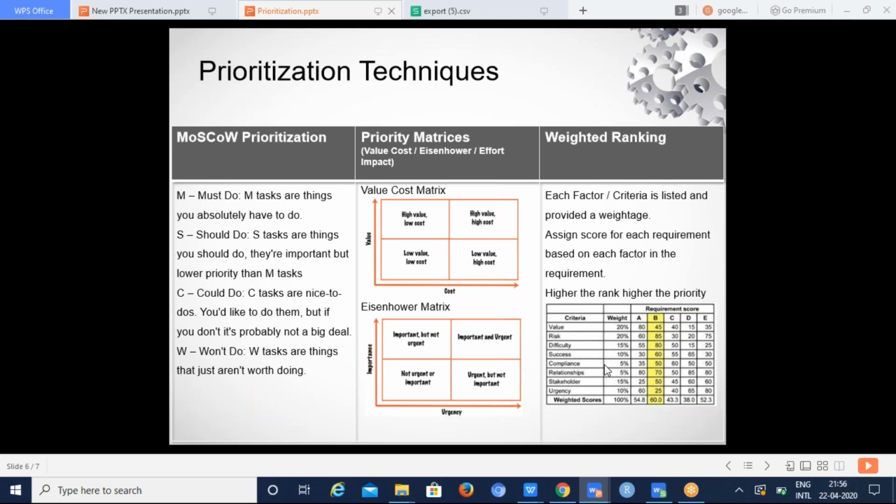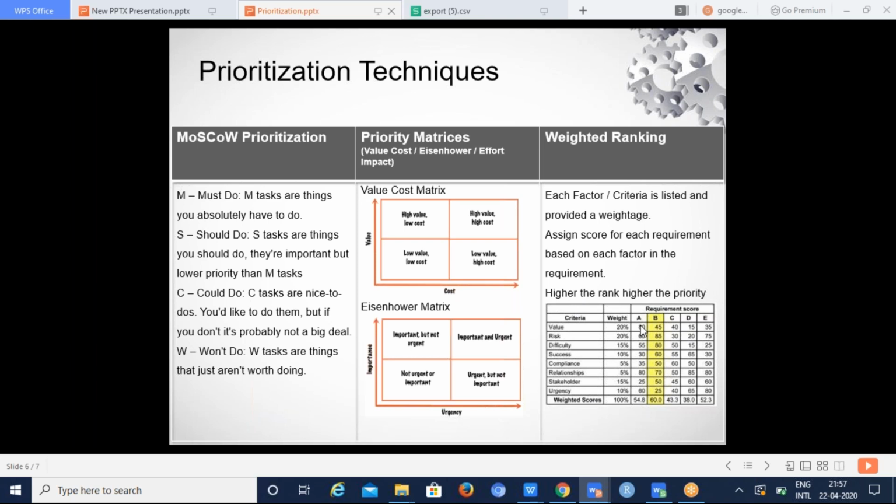So on this figure, you can see there are criteria which are value, risk, difficulty, success, compliance, relationship, and stakeholders. And each of these criteria is assigned a weightage. And then we have requirements. Say, for example, we have requirements A, B, C, D, and E. And each requirement has been assigned a score for each of the criteria.